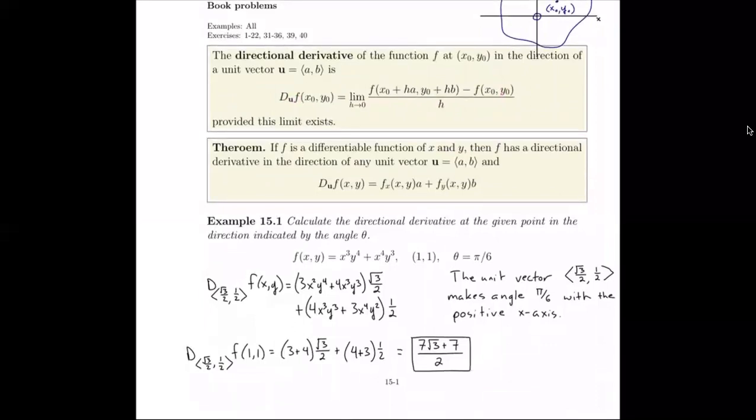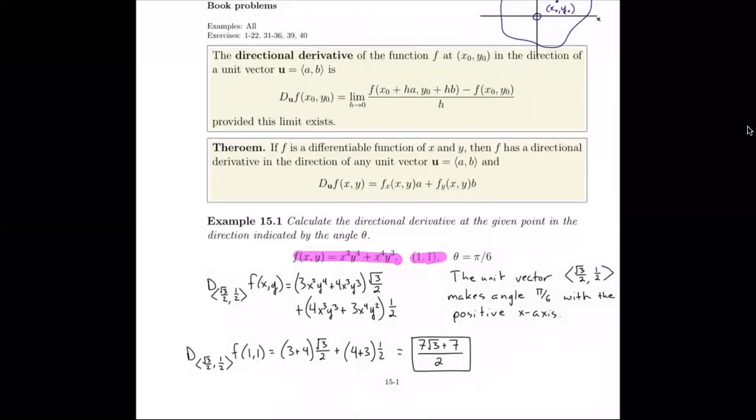Now let's use this. We'll calculate the directional derivative at the given point in the direction indicated by the angle theta. This is just a little bit not exactly what we'd expect. We're given an angle instead of a directional vector u. We'll have to come up with a directional vector based on that. Here's our function f. It's a function of two variables x and y, at the point (1, 1), in the direction theta equals pi over 6.